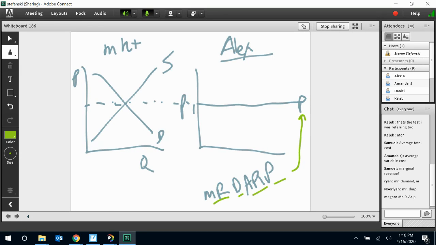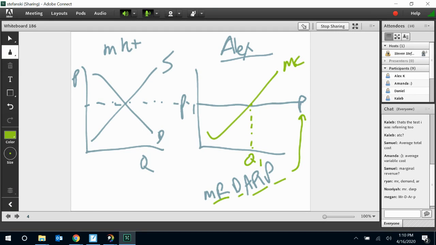Then we're going to produce where MC equals MR. Right here, this point at this quantity is where we are going to produce, MC equals MR. That is where we either maximize our profit or we minimize our loss.